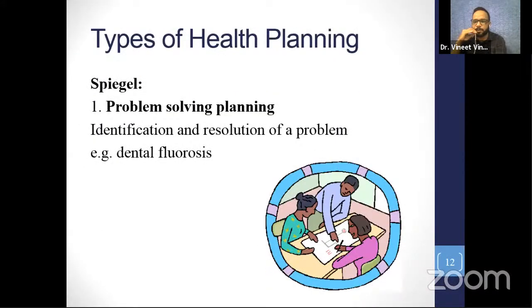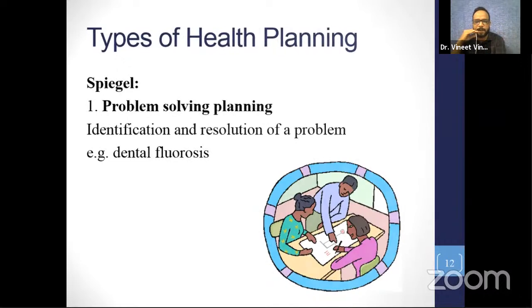Now, there are various types of health planning given by Spiegel. The first one is problem-solving planning. For example, you can see a lot of states, a lot of areas in India have dental fluorosis existing. Okay, so you have to identify and you have to find the resolution of the problem. That is called problem-solving planning. So any planning done to solve a problem is called problem-solving planning.